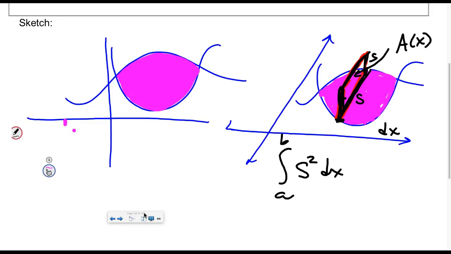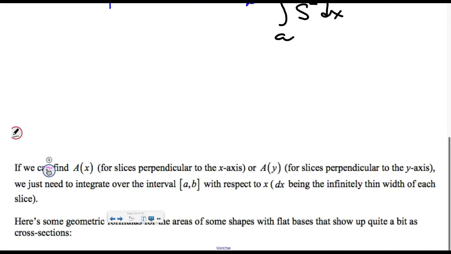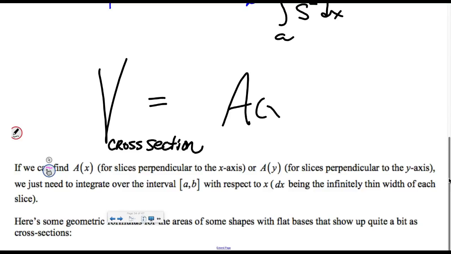How do you think we're going to get S? How did we find this when we did area? Top minus bottom. So that top minus bottom is still going to come into play too. So that's the theory behind it. The formula just says to find the volume when you have a known cross section, V of the cross section really equals the area of a face, whatever that might be. They'll be primarily geometric: triangles, semicircles, rectangles, because those are things you know how to find the area of.